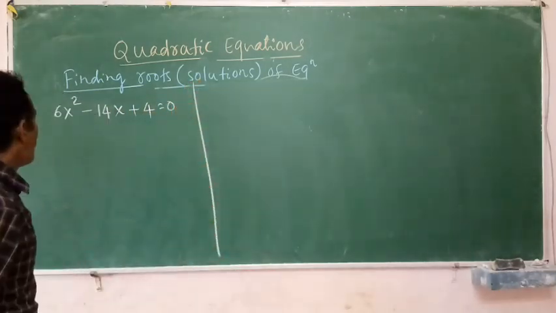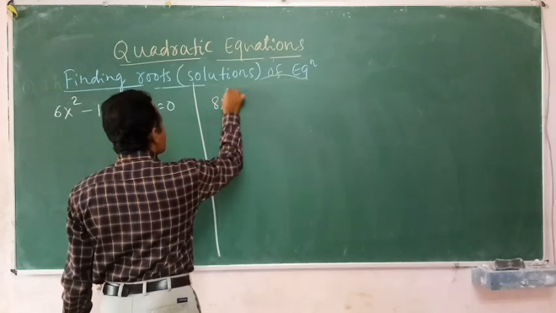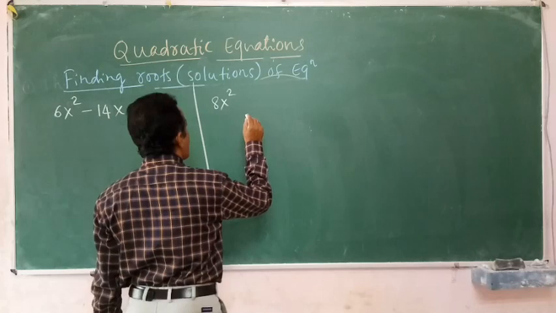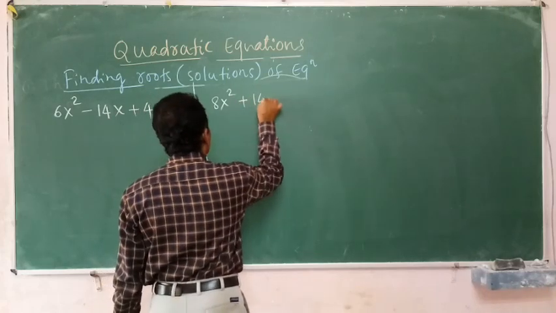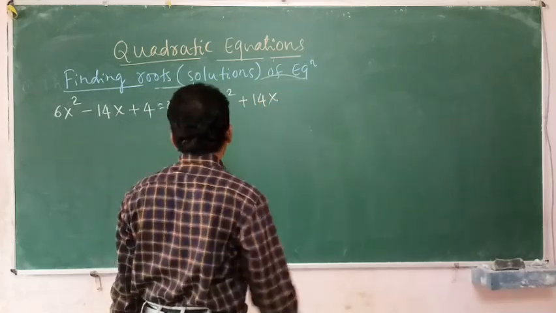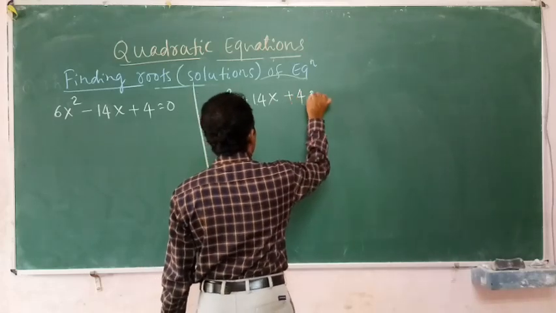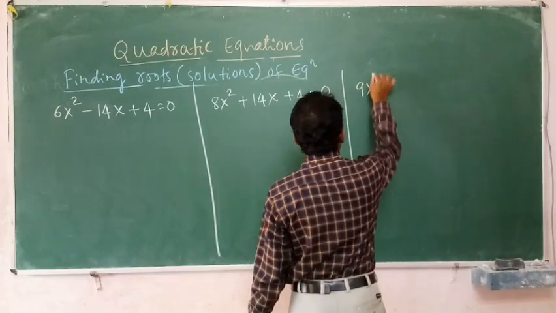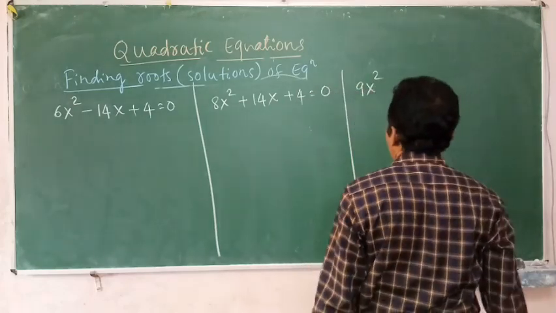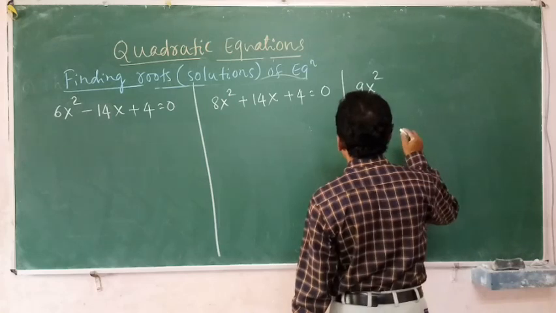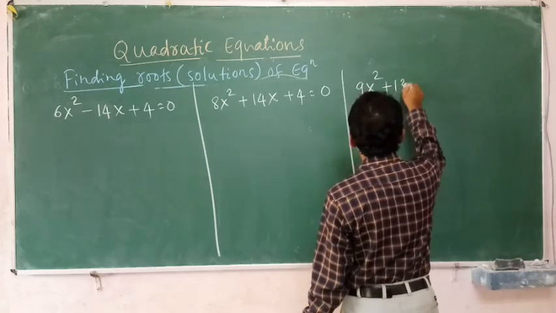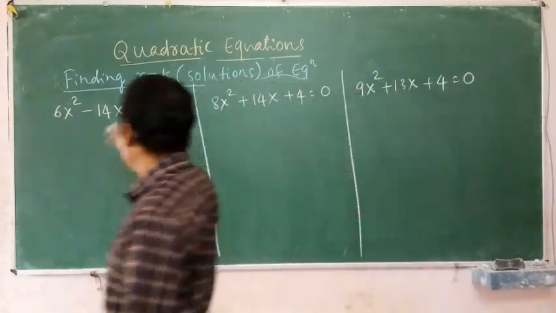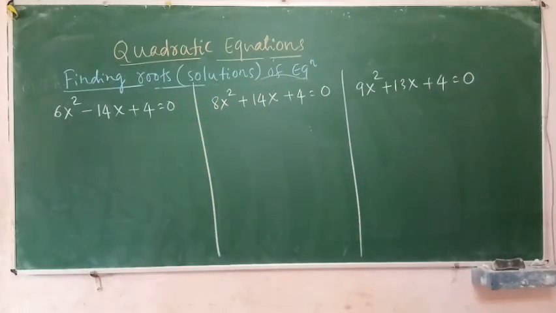Let me take one more problem for you. 8x square plus 14x plus 4 is equals to 0. Let me take one more example. We say 9x square plus 13x plus 4 is equals to 0. So again there are three more problems in front of me.